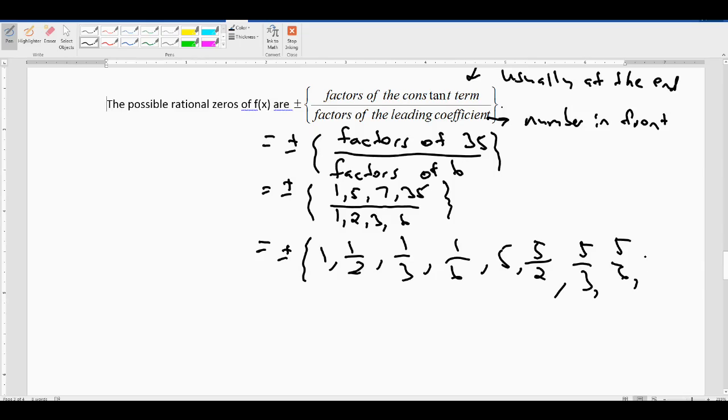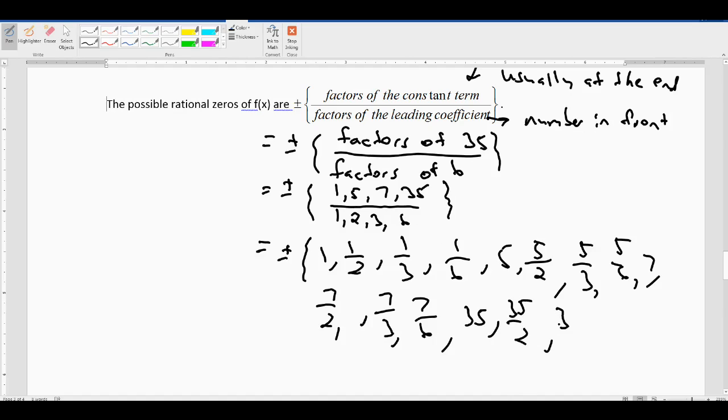7 divided by 1 is 7. 7 divided by 2 is 7 halves. 7 divided by 3 is 7 thirds. 7 divided by 6 is 7 over 6. Then 35 over 1 is 35. 35 over 2 is 35 over 2. 35 over 3 is 35 over 3. And 35 over 6 is 35 over 6.